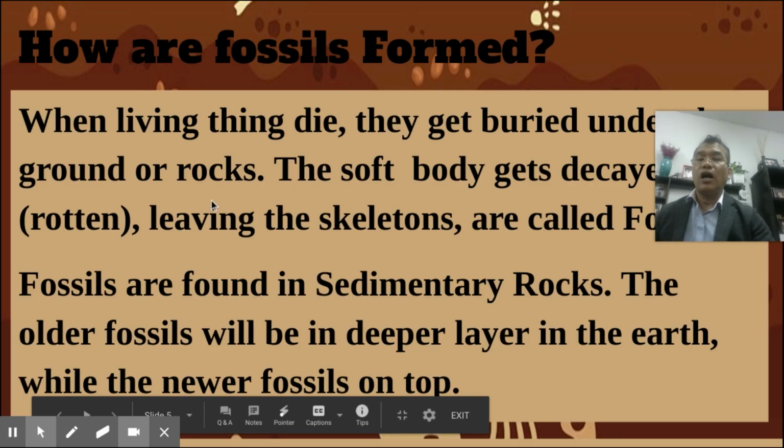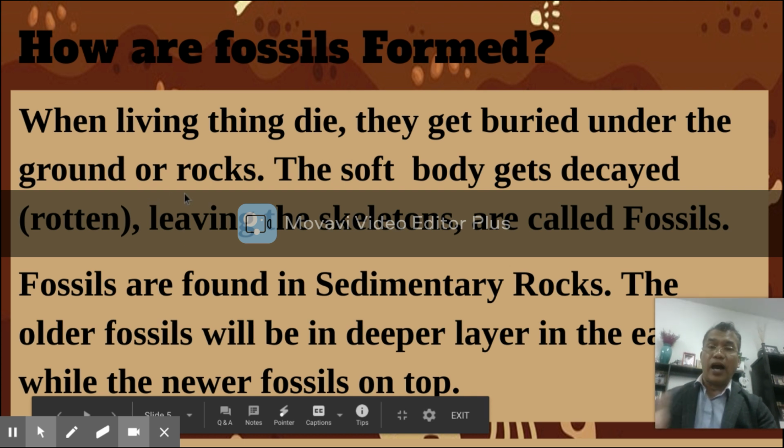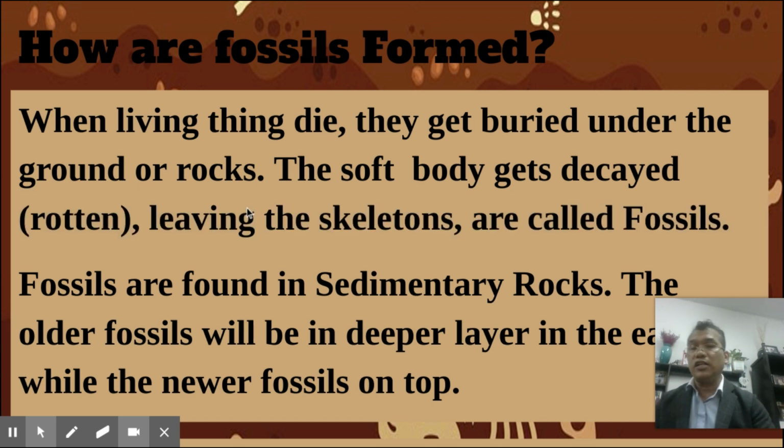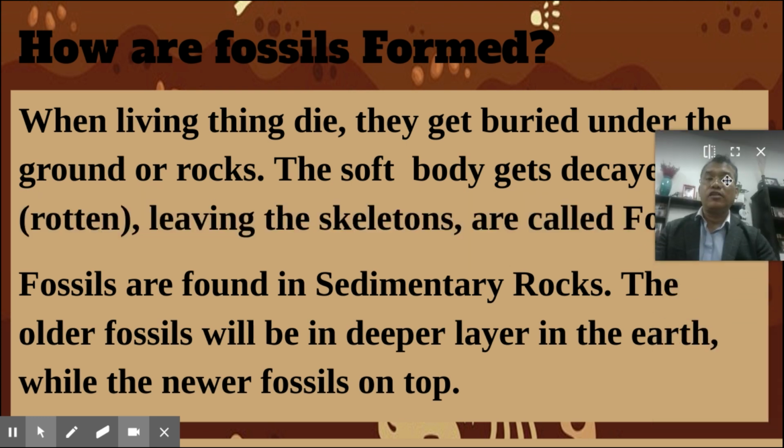Now let's see how fossils are formed. Let's read out here. When living things die, they get buried under the ground, under the rocks, under the earth. So what happens? The soft body parts, the flesh, the skin, get decayed. Decay means rotten. So the soft parts decay, leaving the skeletons, the hard parts. And these skeletons form into a fossil. Right? So you got it.